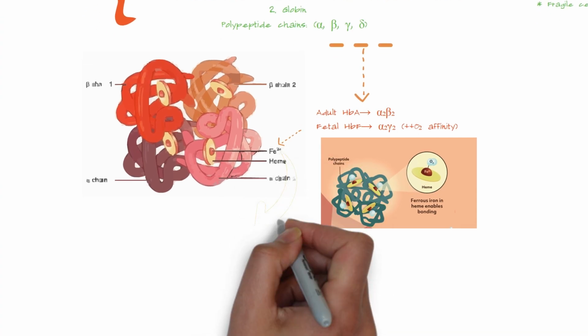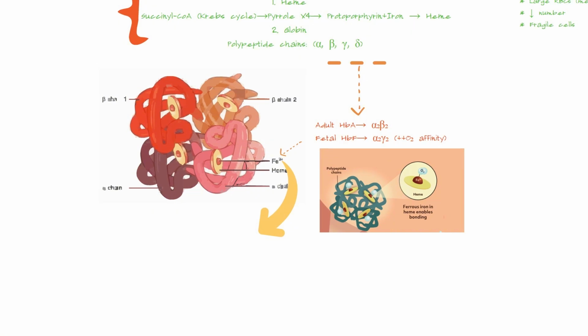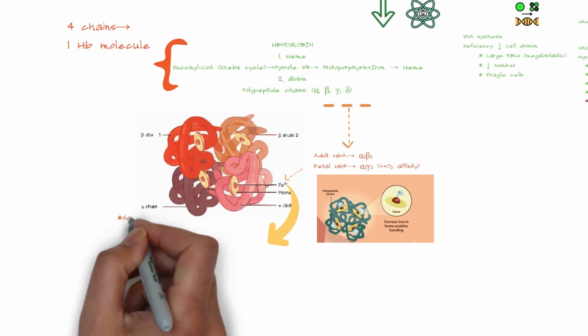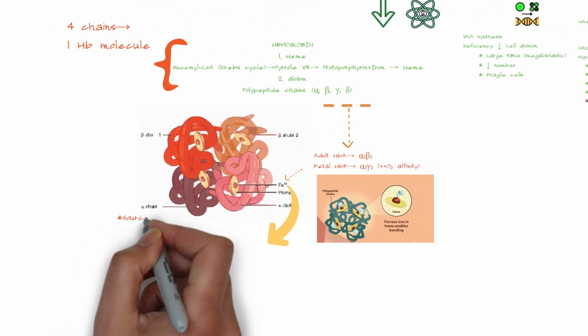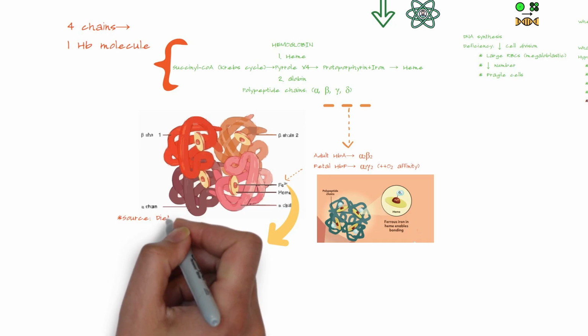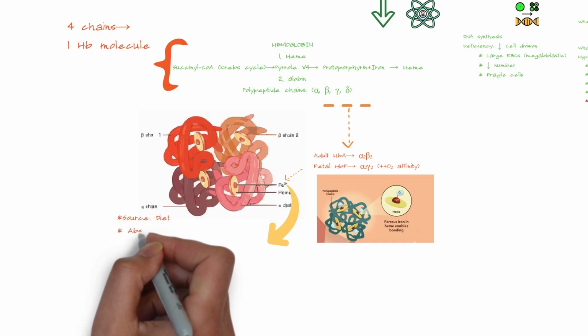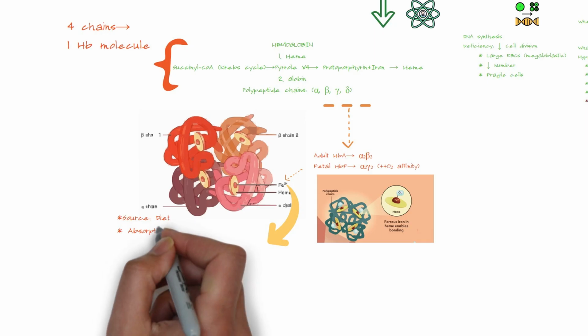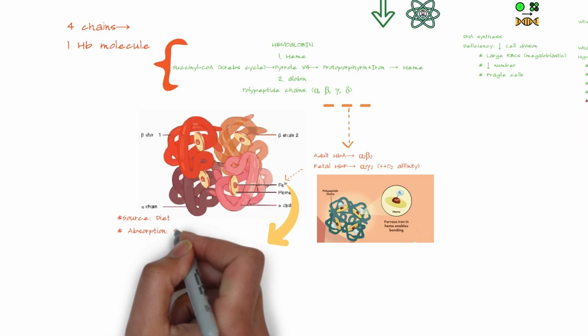So let's move to iron metabolism. What are the sources of the iron? The diet is the main source of iron, such as meat, which contains hemoglobin and myoglobin. The iron is absorbed in the small intestine and is transported by transferrin.